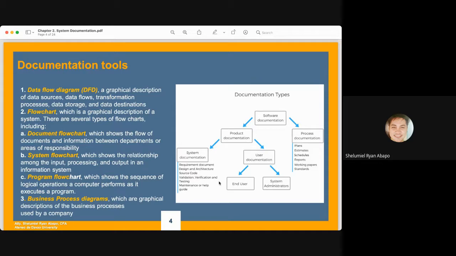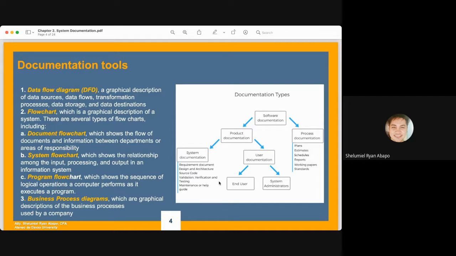For example, if you are an employee of the entity and you're assigned to accounts payable processing, you would refer to user documentation pertaining to accounts payable that will guide you in how to process accounts payable. What are the modules, what are the windows that they have to open in order to process an accounts payable as they record it using your accounting information system.